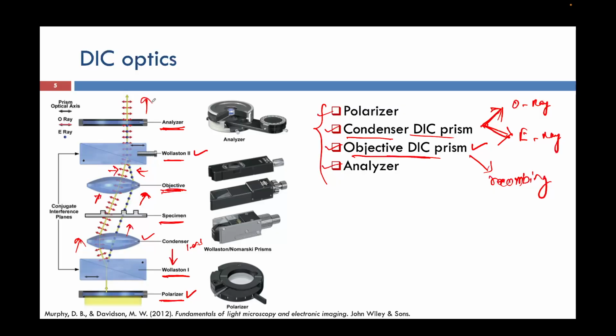So there are four components. One is the polarizer, then Wollaston 1, then this is the third component, and this is the fourth component. These are the four components which we have to check, to see that they are working properly or not in our DIC optics system.